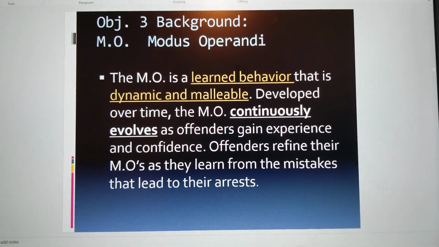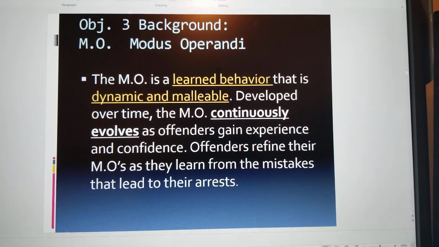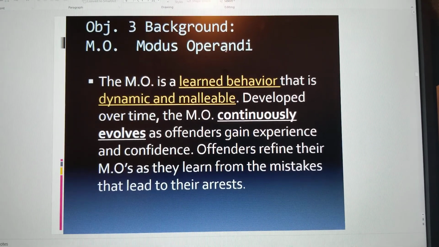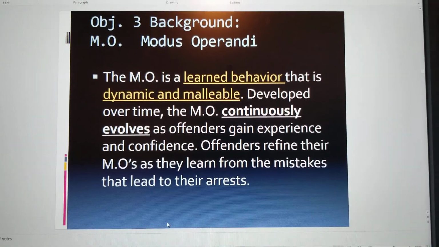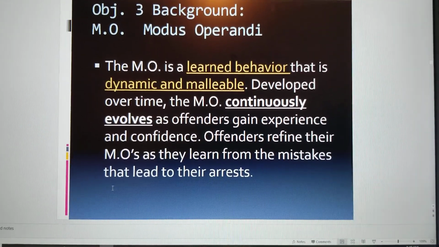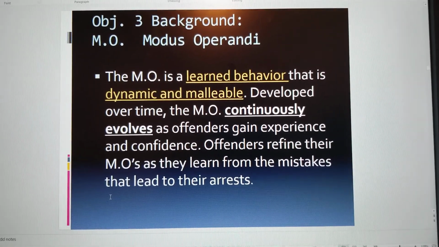So your MO is your modus operandi, your mode of operation. It's why they do what they do. It's their behaviors, it's their reasons, it's all combined into one.